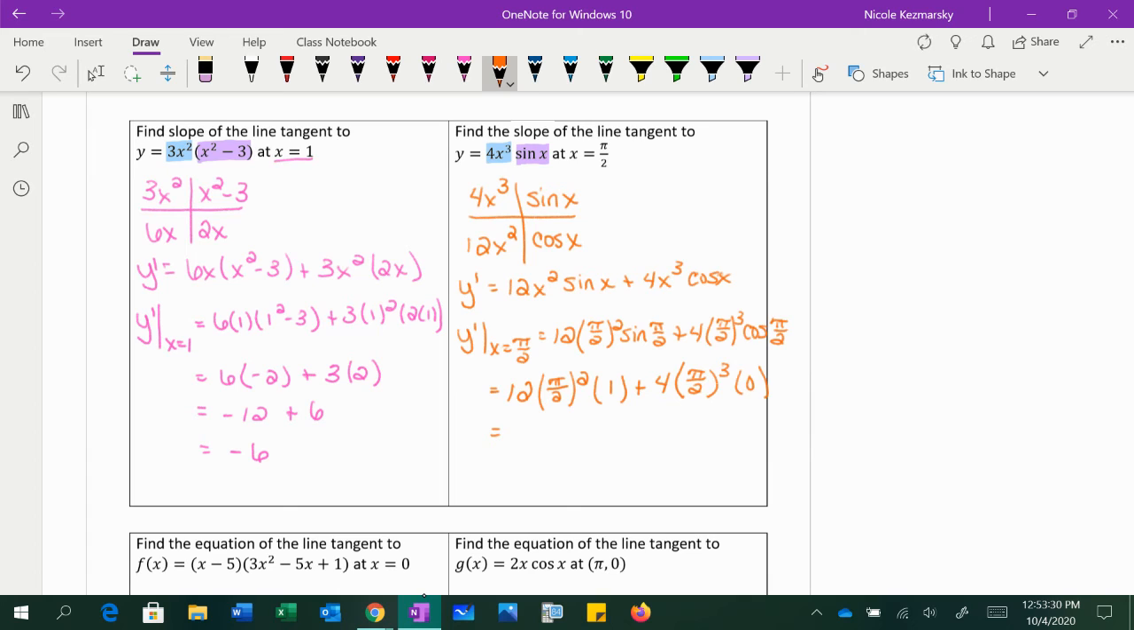And so we have 12 pi over 2 squared. The second term goes away because it's multiplied by 0. If it's really bugging you, you could write this as 12 pi squared over 4 and make this 3 pi squared. Okay, but once you've evaluated the trig, you're done. You can stop.